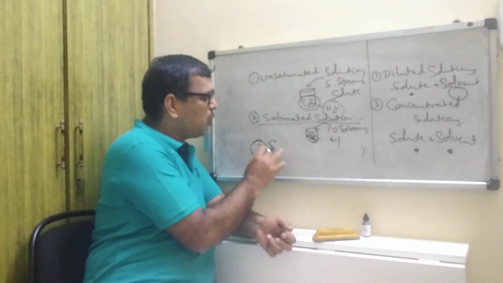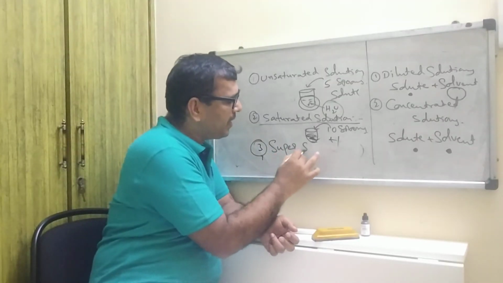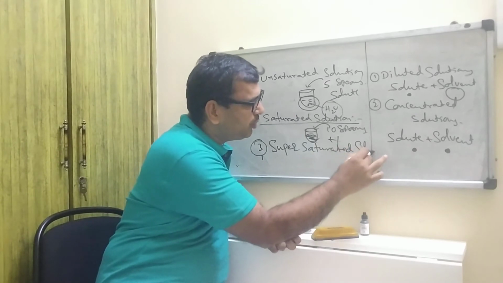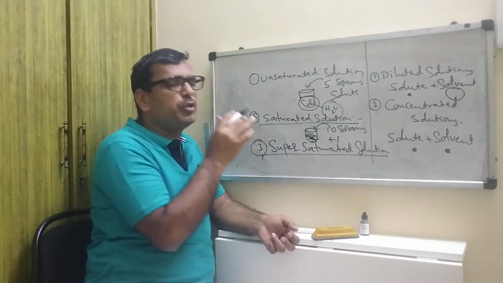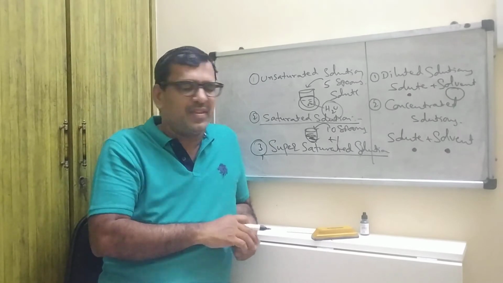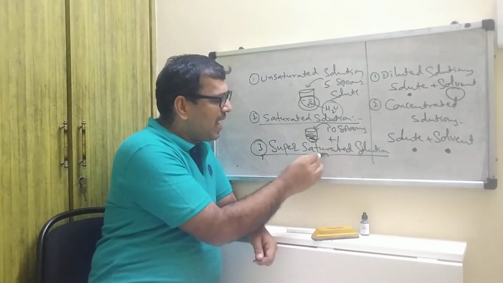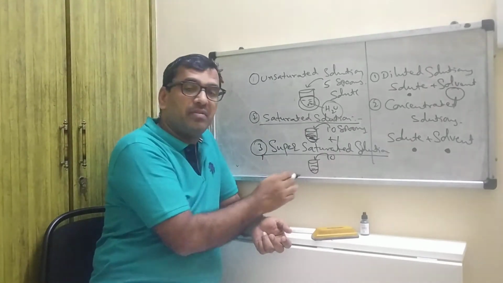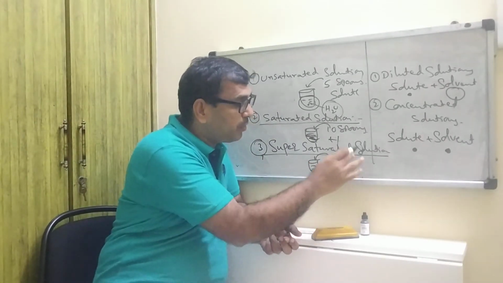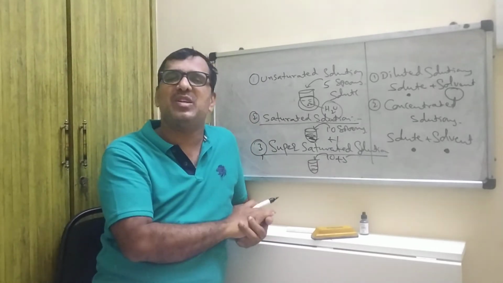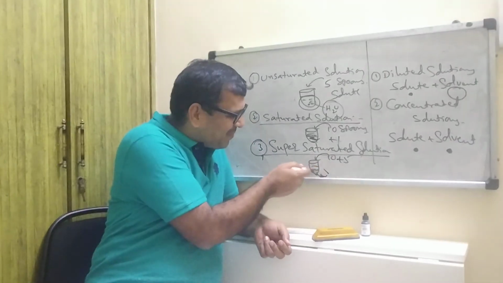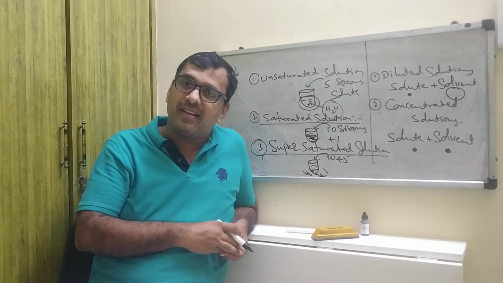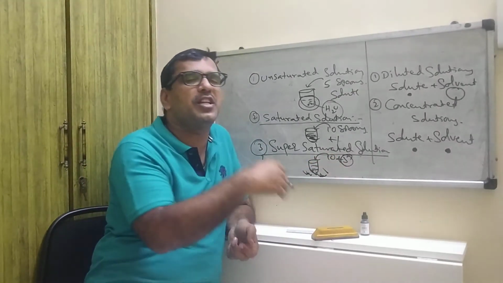Next, supersaturated solution. What do you mean by supersaturated solution? You take one glass of water, add 10 spoons of sugar. Naturally it will dissolve. Add another 5 spoons of sugar, it will not dissolve. You heat it. At that time what happened? These 5 spoons of sugar are also dissolved.